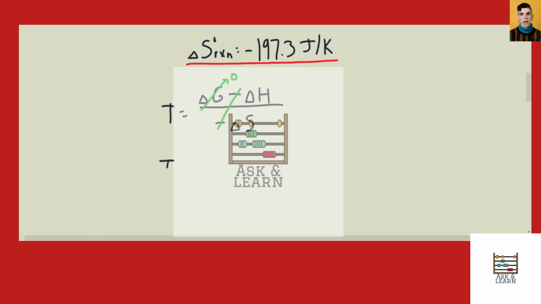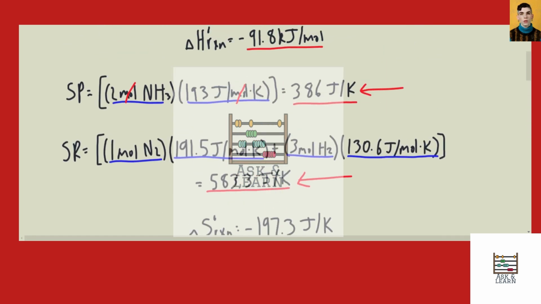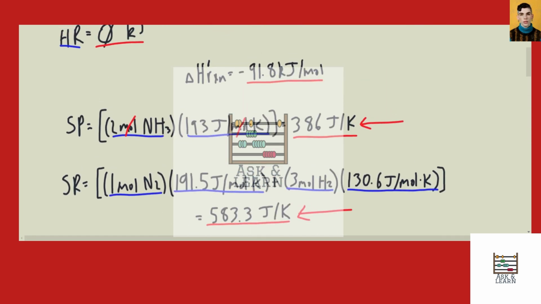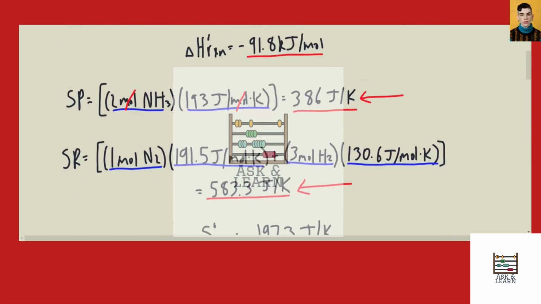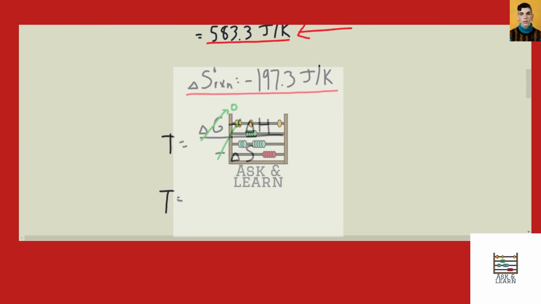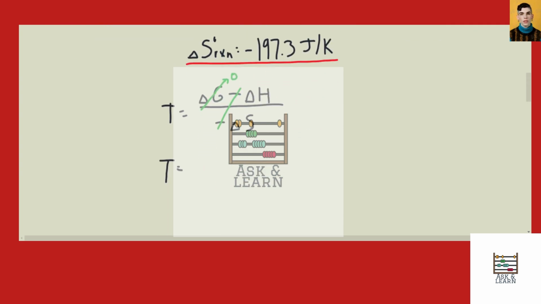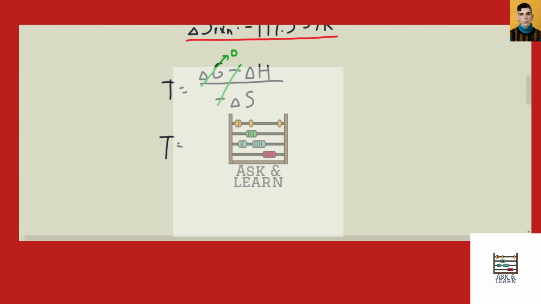We just solve for delta H and delta S of this reaction, and we need to just convert the units so that units cancel out so that we're left with units of Kelvin for the temperature.